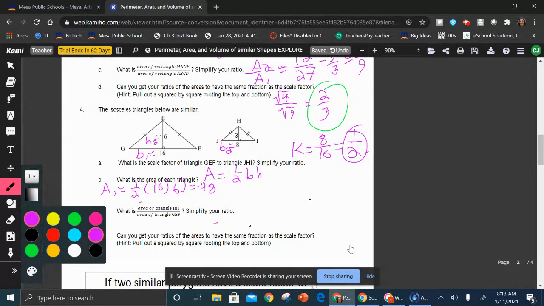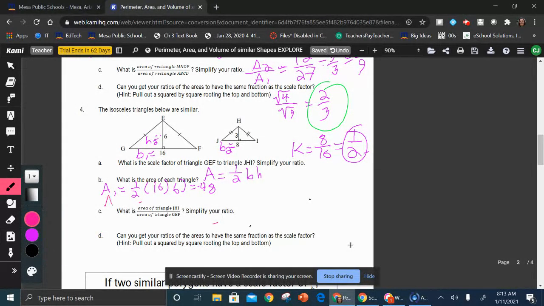And then we're also going to do it for the second one. So area of the second one is going to be equal to 1/2 the base, which is 8, times the height, which is 3. You'll see that, so that's the height. And we get 12. Okay, so simplify the ratios. So we're going to do area 1 over area 2. That's going to be 12 over 48. Divide both of them by 12 to get 1/4.